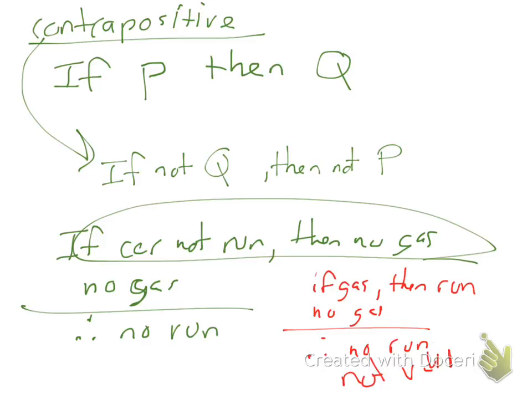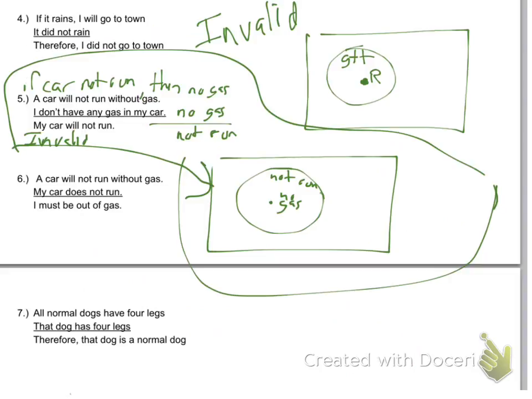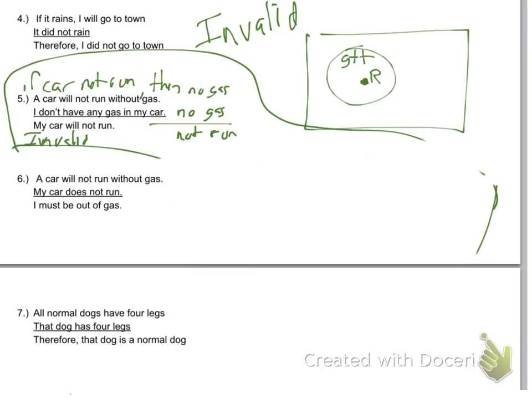Okay, now, let's go back to 6. I'm going to erase this stuff out of here. So 5 is still invalid. Whoops, wrong. 5 is invalid because we don't have gas is not even one of the options that say that it would not run. It was the other way around. Your car didn't run because it didn't have gas. Therefore, it didn't have gas. Just because you don't have gas doesn't mean... It's a play on words, guys. That's what's making it so confusing.